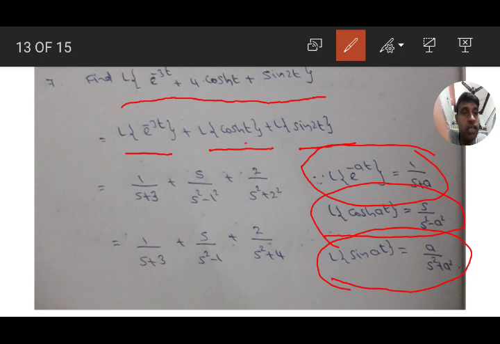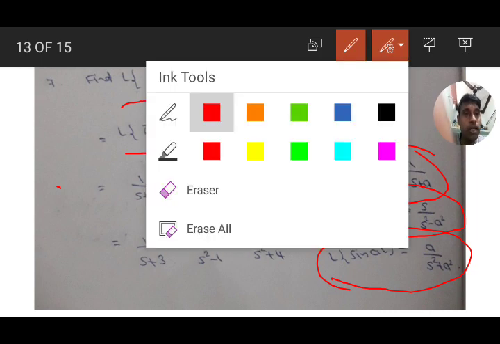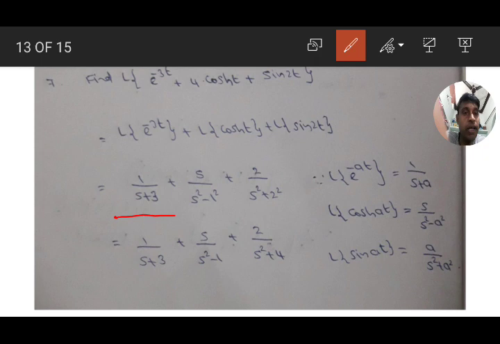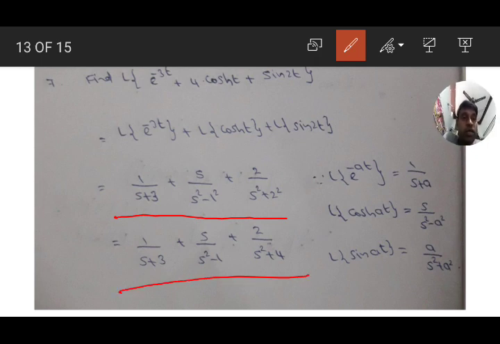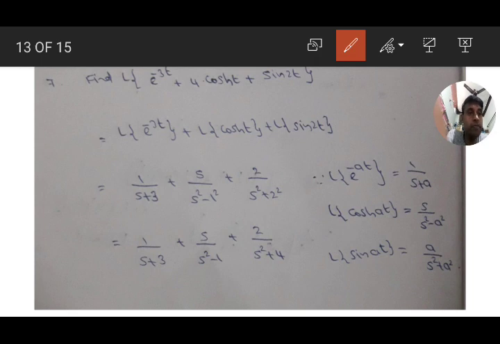In cos ht, here a equal to 1, and in sin at, here a equal to 2. By substituting these formulas, we get 1 by s plus 3, s by s square minus 1 square, plus 2 by s square plus 2 square. By simplification, we get the last step: 1 by s plus 3, s by s square minus 1, 2 by s square plus 4. Okay, we will do the next problem.